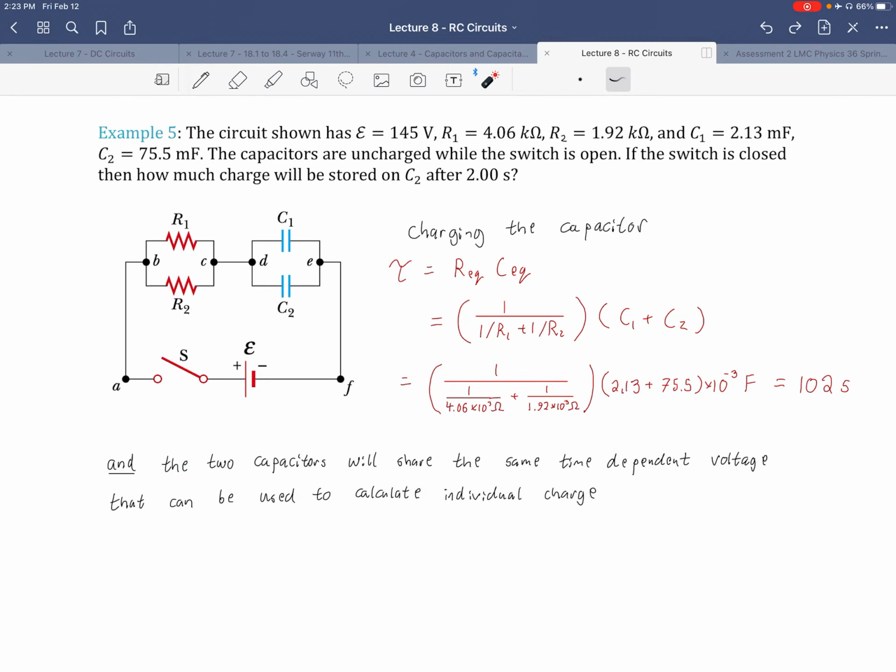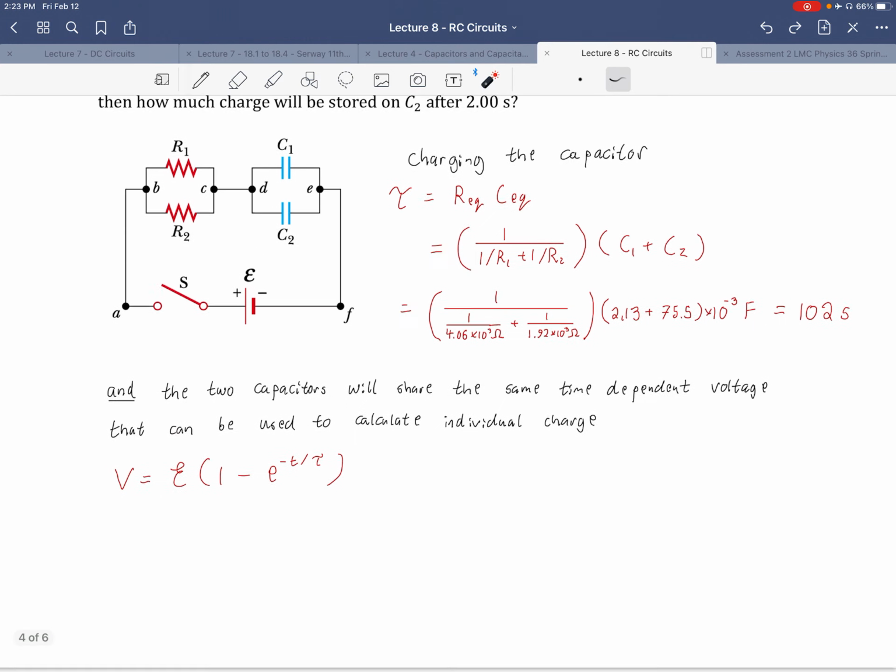And the two capacitors will share the same time-dependent voltage that can be used to calculate individual charge, right? We know that from the very derivation of how we add capacitors in parallel. They share the same voltage. We could also come up with that conclusion from Kirchhoff's laws or conservation of energy. However you want to consider it, they have to share the same voltage, but it's important to take note of it.